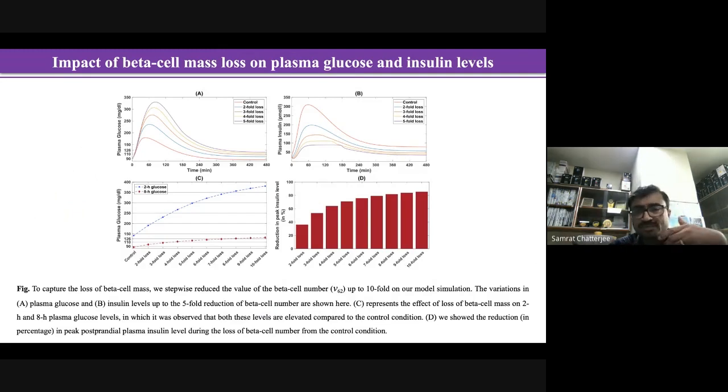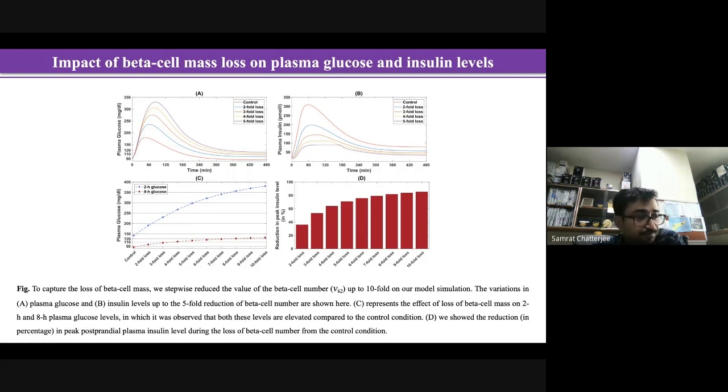We did a lot of simulations. I will also share the paper here, but here I'm just showing you one of them, for example, what kind of result you can get from there. Here we look at the loss of beta cell mass. What will be the impact of beta cell mass? In our model, V62 actually represents the beta cell mass.